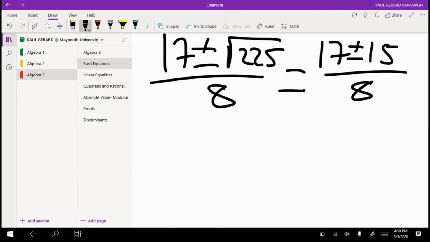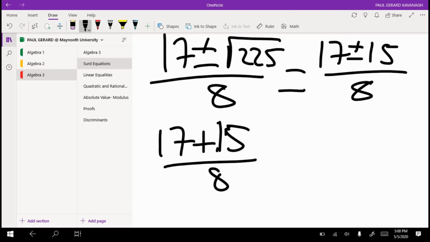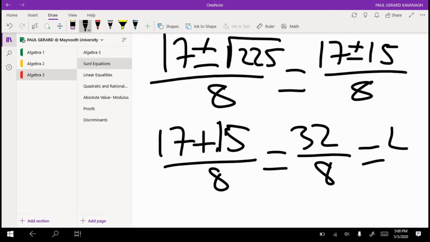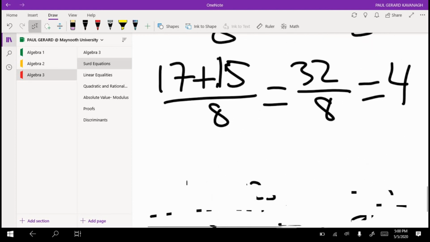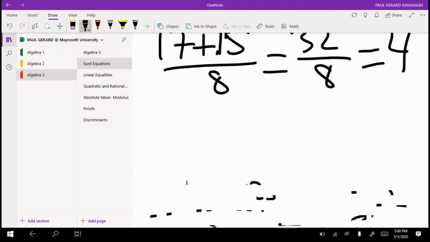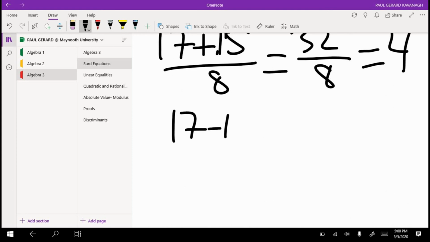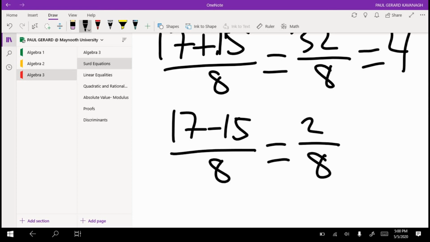So first of all, we're going to look at 17 plus 15 all over 8. Well, that's going to be 32 all over 8, and that is going to be 4. So we know that this is going to be correct, but just in case, we're going to do the other one. So 17 minus 15 is equal to 2 all over 8, and that is 1 over 4. So they match. Okay, so that would be how you would do the quadratics.